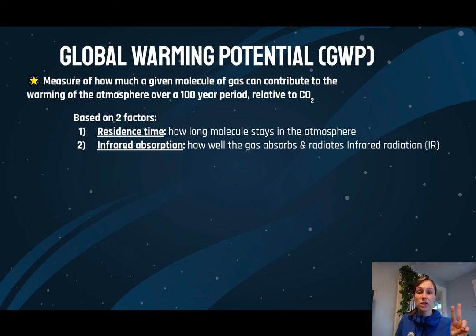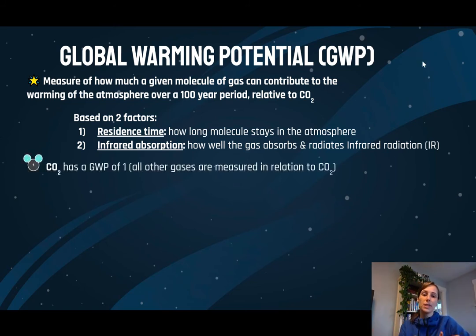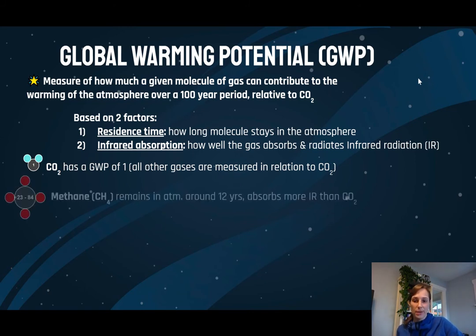And there are 2 factors that can impact a molecule's GWP. The first factor is the residence time, which is how long the molecule stays in the atmosphere, how much it resides there. And then the second one is the infrared absorption. How well does this gas absorb and then radiate this infrared radiation? So again, carbon dioxide is going to be our baseline. It has a GWP of 1. And then all the other gases are going to be measured in relation to carbon dioxide.